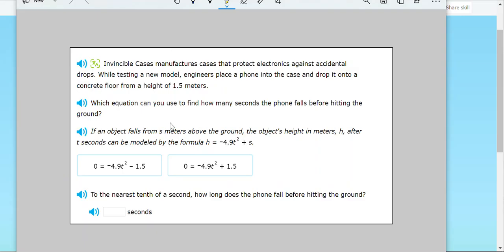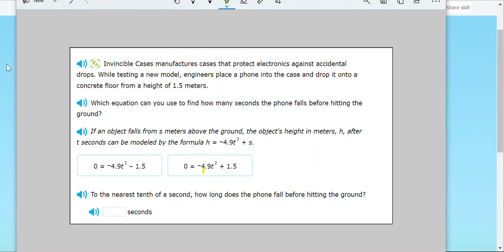Or they tell you right here, modeled by this formula. Well, S is the constant, so it would represent the initial height. Yes or no? What is the initial height? All right, it says plus S, so would it be minus 1.5 or plus 1.5? Plus 1.5, yeah, because this is the negative one. All right, so I would go with this one.